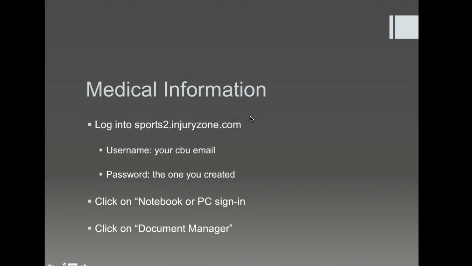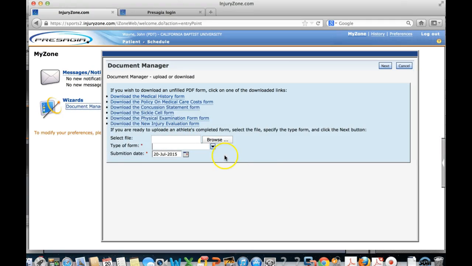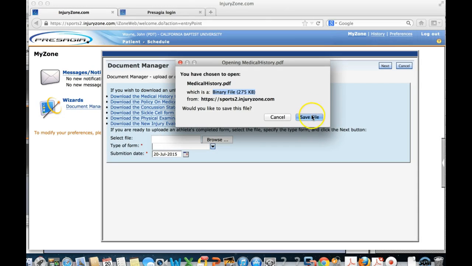So the first form that you're gonna fill out is a medical history form. Once you download it, you're gonna fill out the questions, save to your desktop, and then upload it back to Presagia. So I'll show you that right now. So you're gonna click on medical history form. You're gonna save that file. And basically it's to download it.